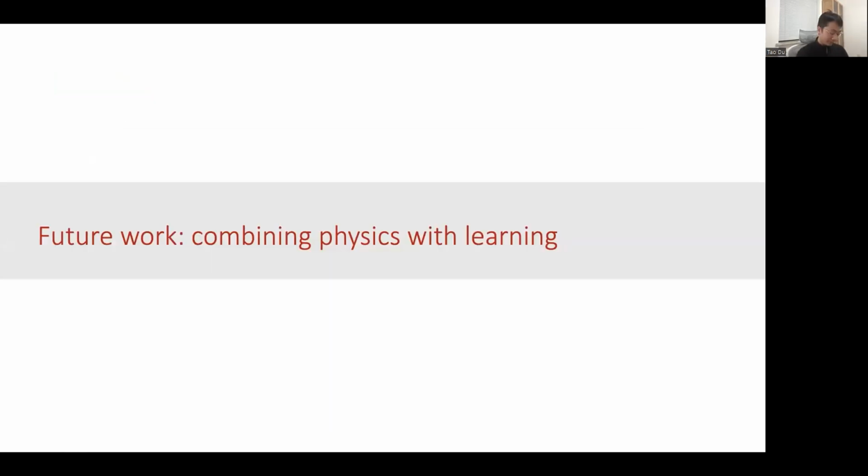Finally, I would like to spend a few minutes talking about some interesting future directions that we have been thinking about. In particular, I would like to share some of our thoughts on combining physics with learning in solving computational design problems. This has been a recurrent pattern in the last two papers.